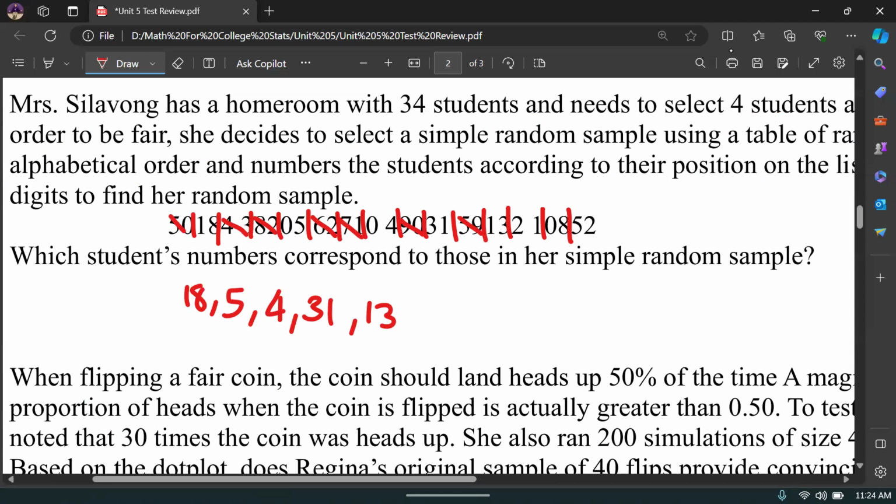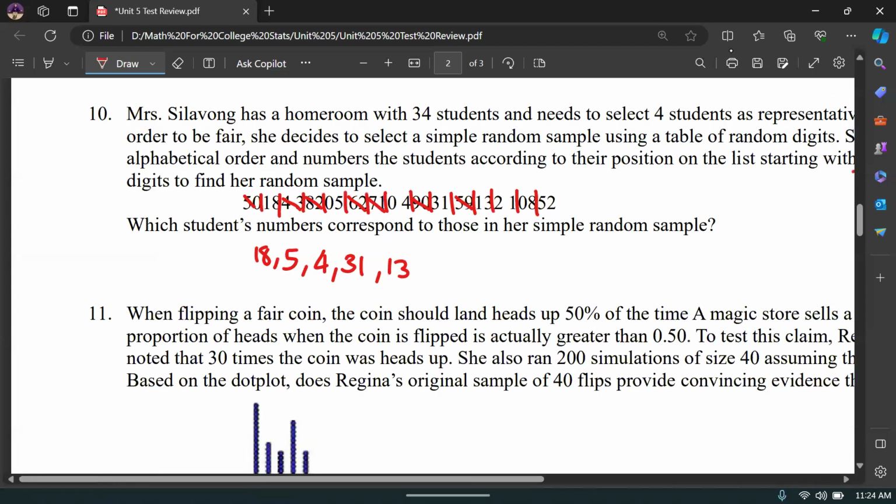Make sure these are different numbers. Sometimes they have repeats, and if there's a repeat, we should have skipped it. So there's no repeats in these numbers. They're all between 1 and 34, so we should do a good job here. All right, number 11.